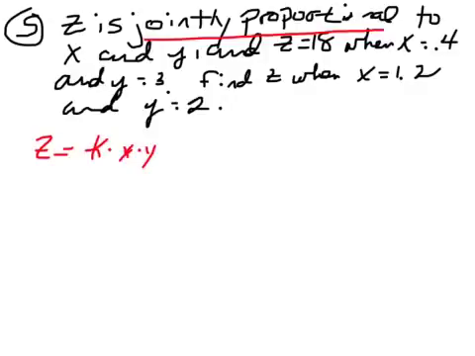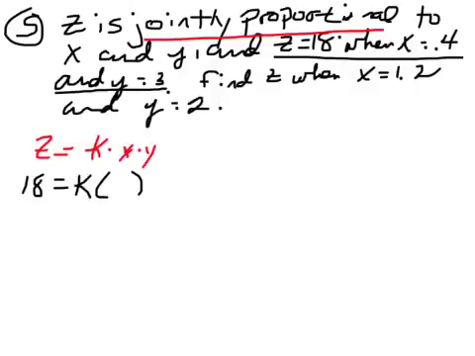Alright, so now if I could find k, I'd have my exact equation, and I can find it because they gave me some numbers to plug in. They tell me z is 18 when x is 0.4 and y is 3. So let's plug all that in. I'm trying to make sure I got all the numbers right. Yep. Z is 18. We need to find k. We know that x is 0.4 and y is 3.